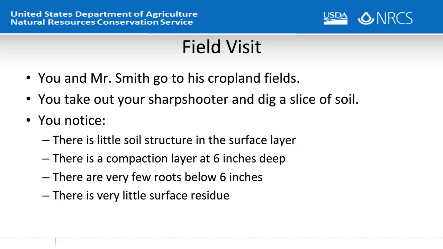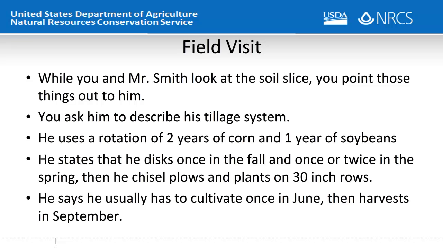You and Mr. Smith go to his cropland fields. You take out your sharpshooter and dig a slice of soil. You notice that there is little soil structure in the surface layer. There is a compaction layer at 6 inches deep. There are very few roots below 6 inches, and there is very little surface residue. While you and Mr. Smith look at the soil slice, you point those things out to him.